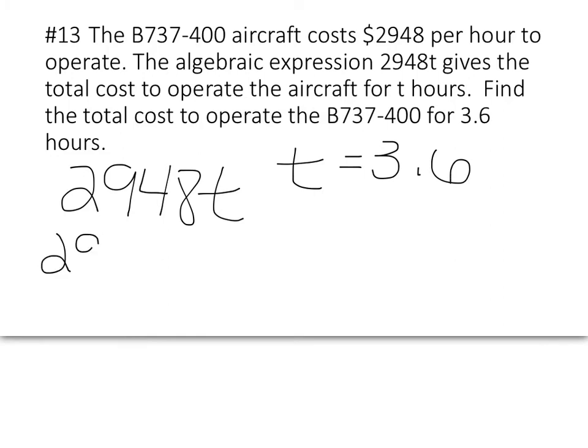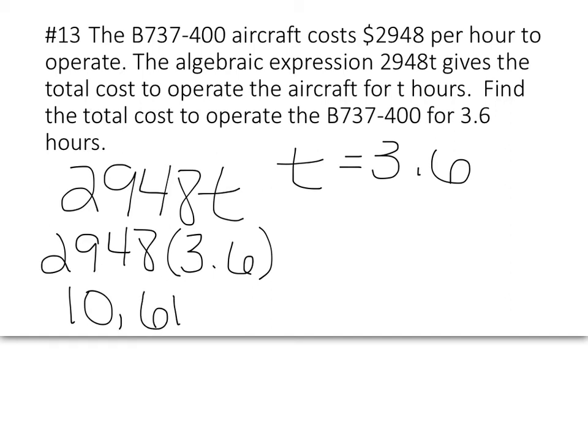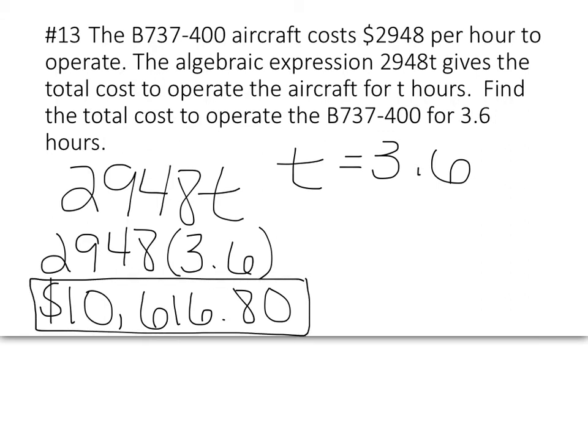So we're going to say 2,948 times 3.6, and that is $10,612.80. And we're talking dollars here. So in order to operate the aircraft for 3.6 hours, it costs $10,616.80. So you just multiply those together.